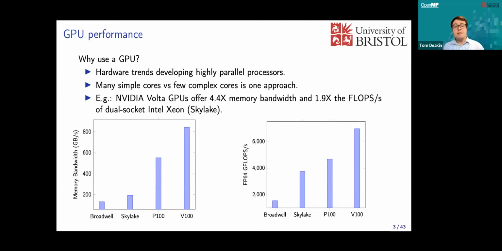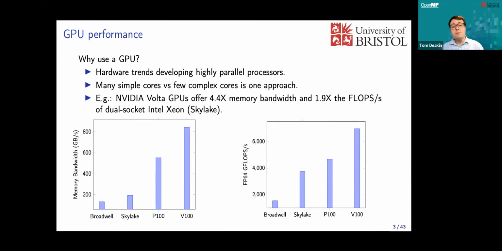In doing this, they often have an increased number of floating point operations. So an NVIDIA V100 GPU has nearly twice as many floating point operations per second, so the amount of double precision compute that can happen, over something like a Skylake.